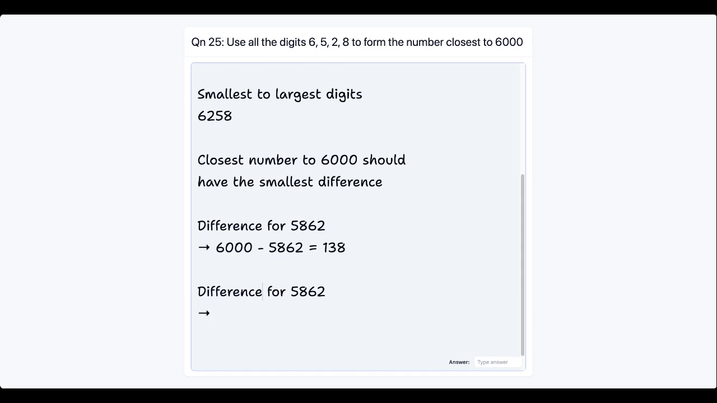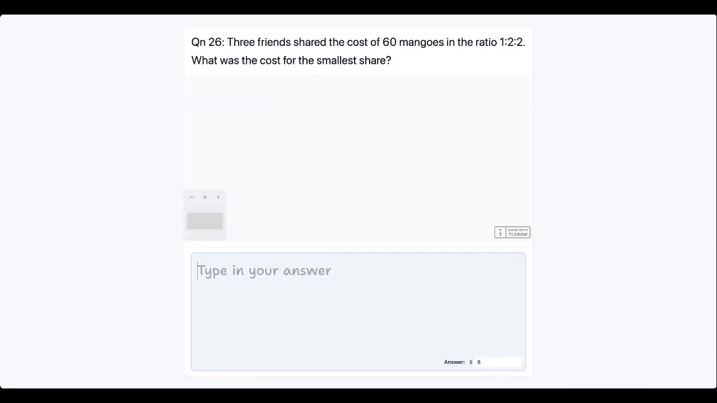What about 6258? In this case, 6258 minus 6000 gives us 258. So the answer to this question, the number closest to 6000, is 5862. There you go, that's the answer. All right, let's move on to the next question.